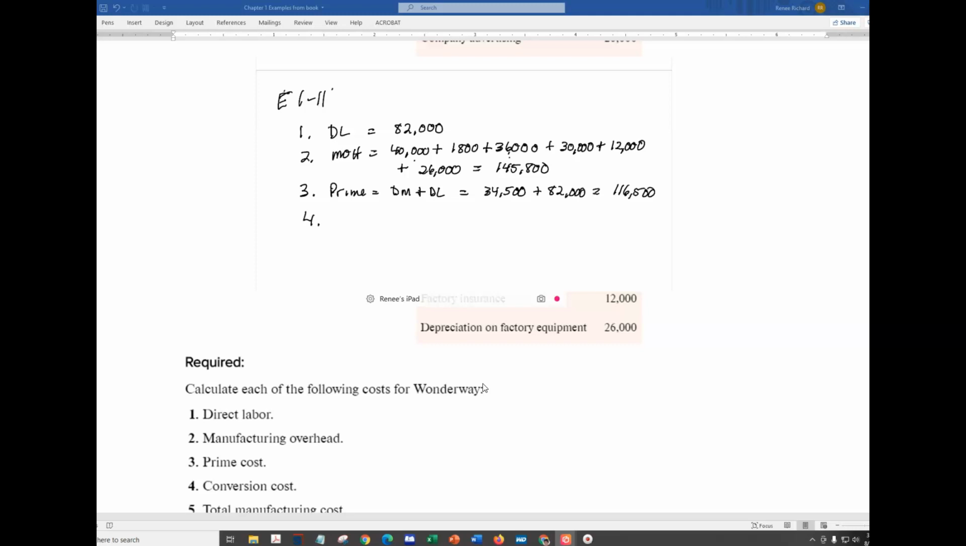4, conversion costs. That's direct labor and manufacturing overhead. So we use the direct labor and the manufacturing overhead to convert our direct materials into a finished product. So that would be 82,000 direct labor plus 145,800 manufacturing overhead for a total of 262,300.